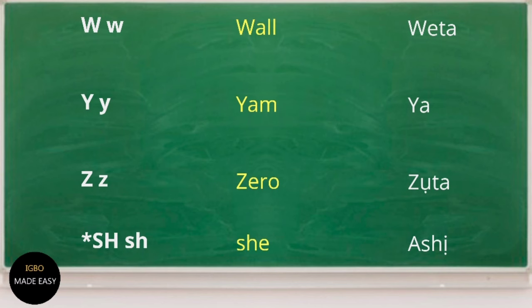Zota is buy. Zota ose, buy pepe. Zota aqua, buy egg, you know, that kind of a thing. So zota is buy. You say zota and you put what you want the person to buy. You can say zotaram. Zotaram is buy for me, or buy this for me.